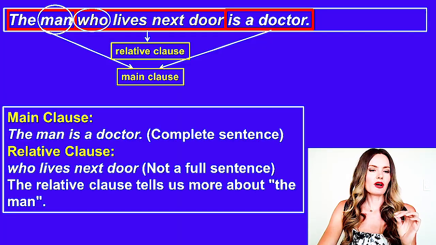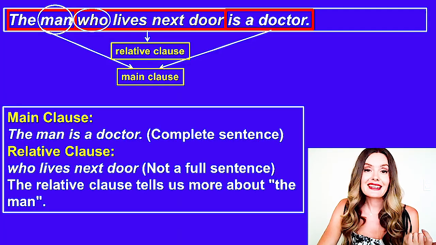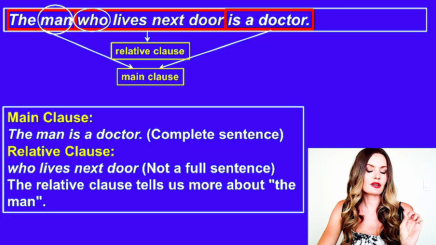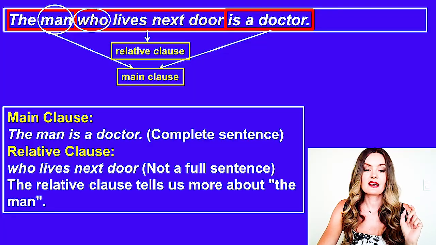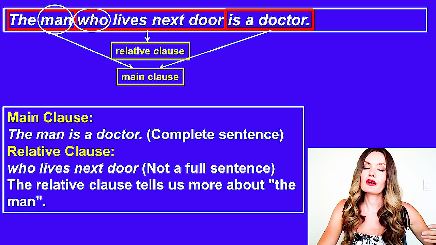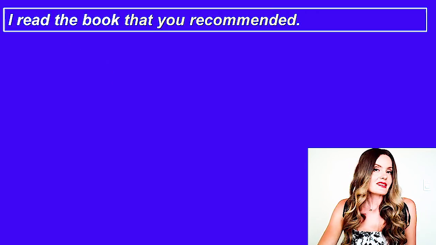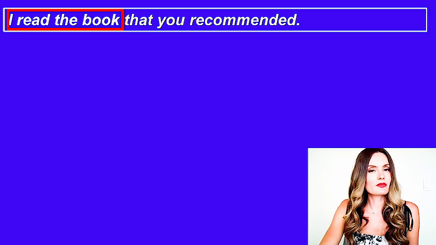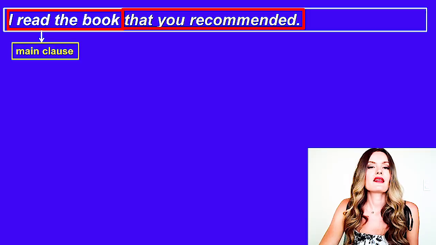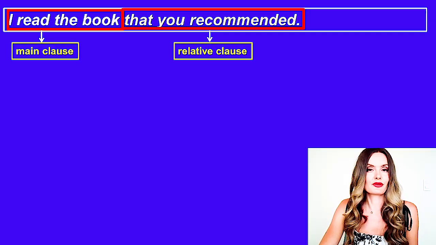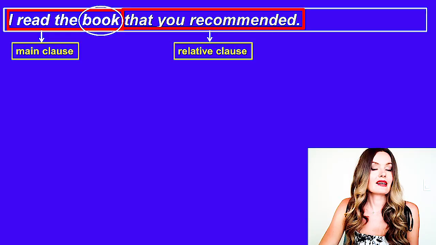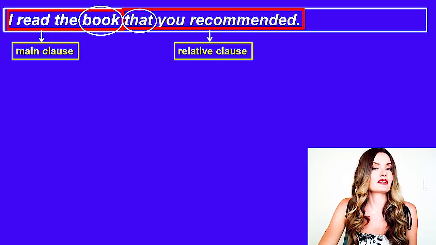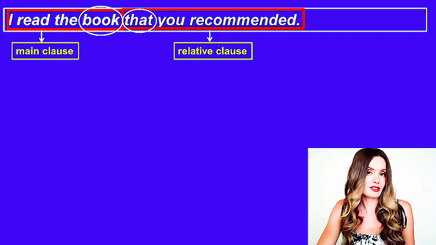So our main clause, the man is a doctor, is a complete sentence. The relative clause, who lives next door, is not a full sentence. The relative clause tells us more about the man. Let's take a look at this example. I read the book that you recommended. I read the book is the main clause. That you recommended is the relative clause. The book is a noun in the main clause. That is a relative pronoun that connects the main clause and the relative clause.